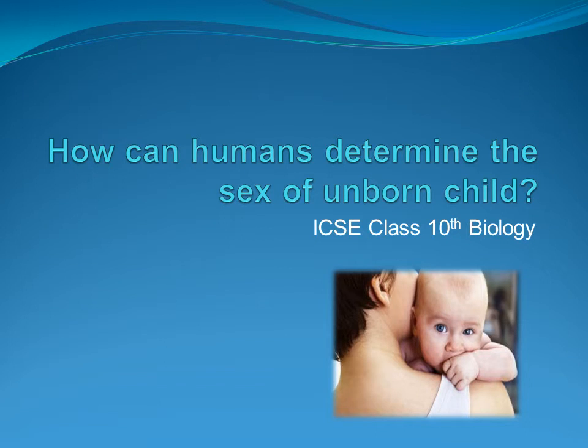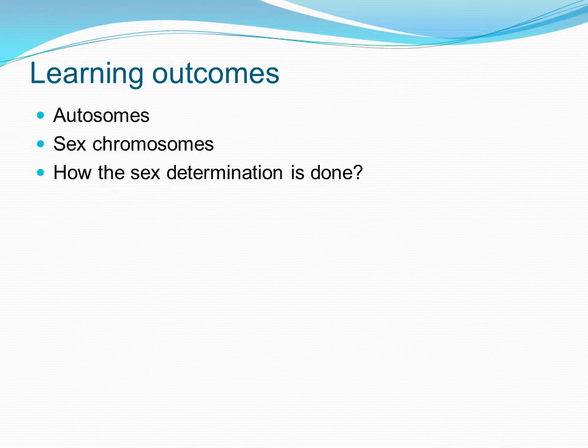That is sex determination in human beings. Or rather, we can say, how can humans determine the sex of an unborn child? So let us start with today's lesson. Now, what will be the learning outcomes of this lesson?